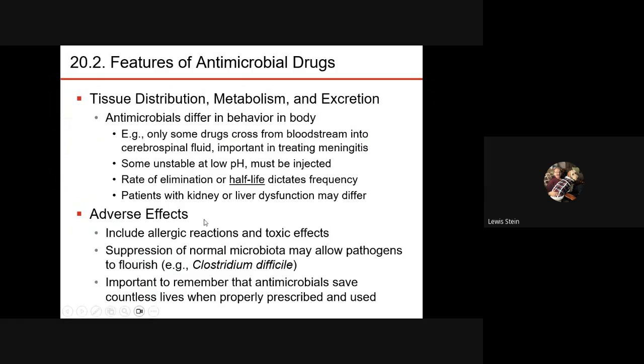So when we talk about an adverse effect, they are different from side effects. There are allergic reactions and toxic or side effects. Toxic because they can kill you.